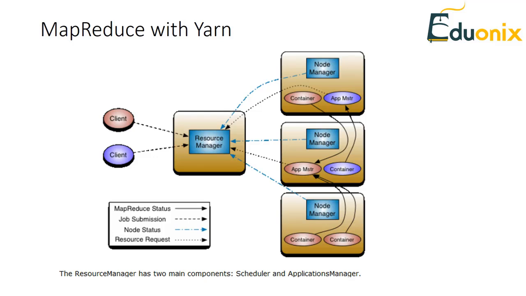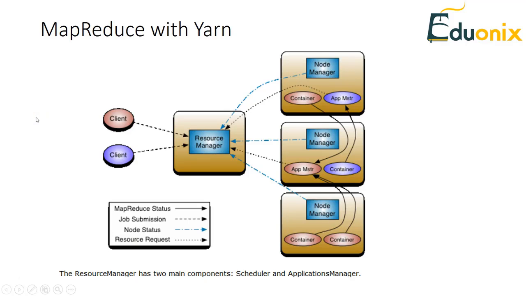The scheduler is responsible for allocating resources to the various running applications, subject to familiar constraints of capacities, queues, etc. The scheduler is a pure scheduler in the sense that it performs no monitoring or tracking of the status of the application. But it also offers no guarantees about restarting failed tasks, either due to application failure or hardware failures. The scheduler performs its scheduling function just based on the resource requirements of the applications. It does so based on the abstract notion of a resource container, which incorporates elements such as memory, CPU, disk, network, and so on.